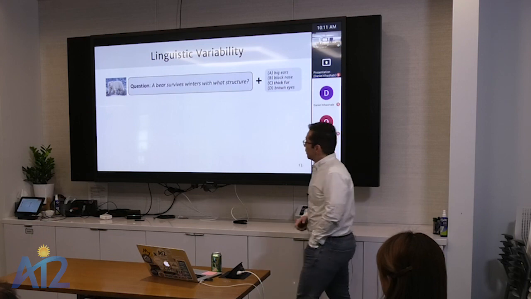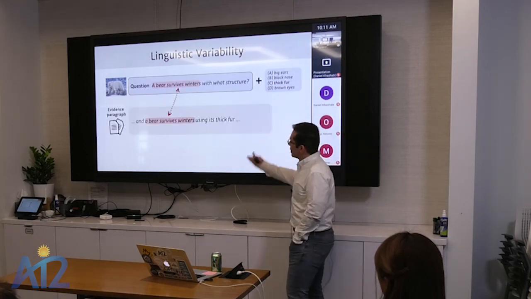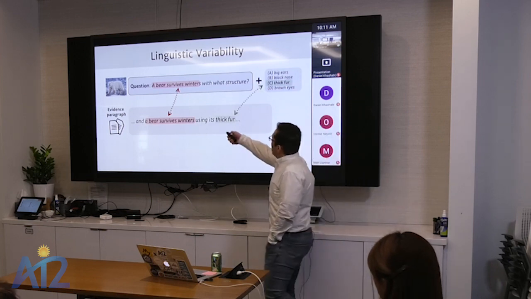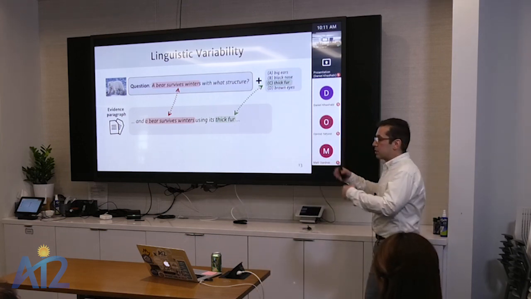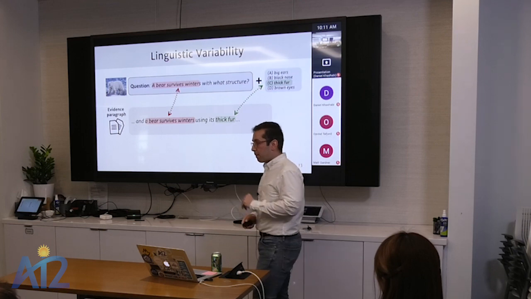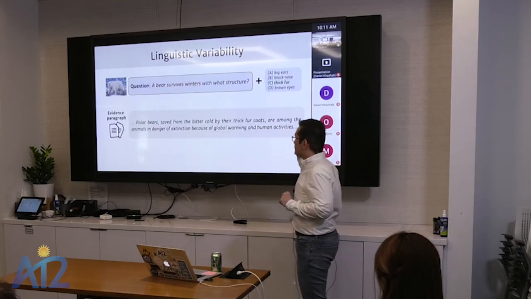In a perfect world, the evidence that is given to me is very simple, right? So for example, here in this hypothetical case, it's almost a part of the question and part of the correct answer. In this case, I can just do a simple word matching and boom, I'll get the answer. But life is not always simple. In reality, what you get is something like this.